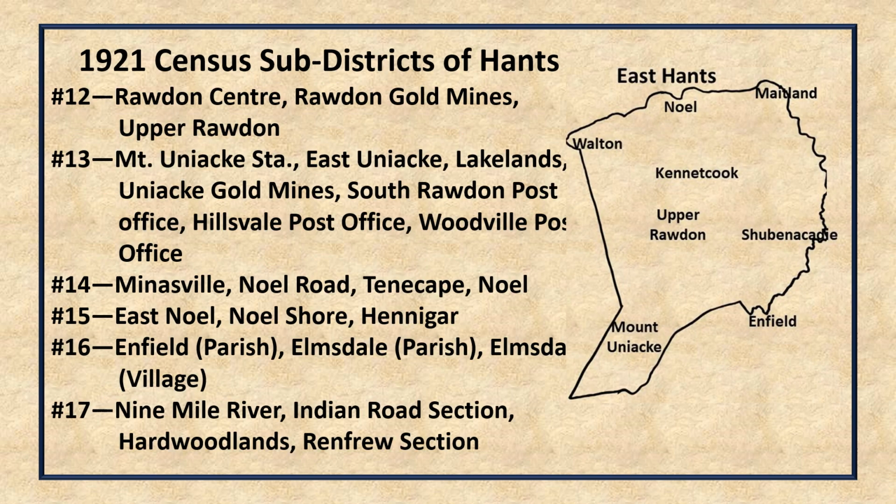On to 1921, we see more changes in the sub-districts, including a change in the numbering from 1911. Also, the census sub-district numbers do not correspond to the electoral poll district numbers. The Rawdon census sub-districts, numbers 12 and 13, are located in this area of East Hants. And here you have the numbers 14 and 15 along the Cobequid shore. Also, the Selma group with Knoll Shore and Sterling Brook here. Numbers 16 and 17 are located here, Elmsdale and area.